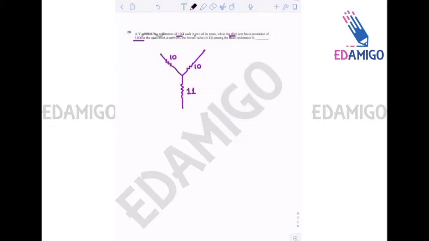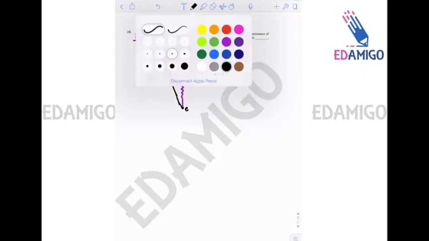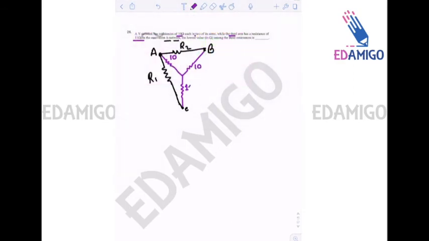Now its equivalent pi network, so let us say this is A terminal, B terminal and C terminal. So the equivalent pi network will have resistances R1, here it will be R2, and here it will be R3.